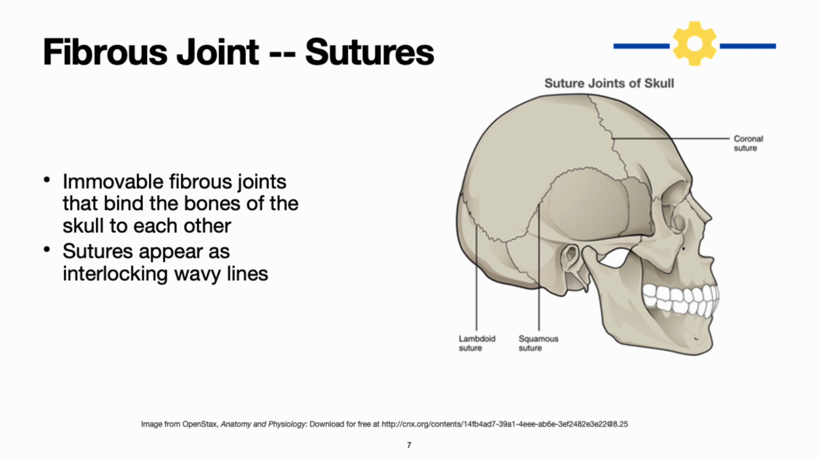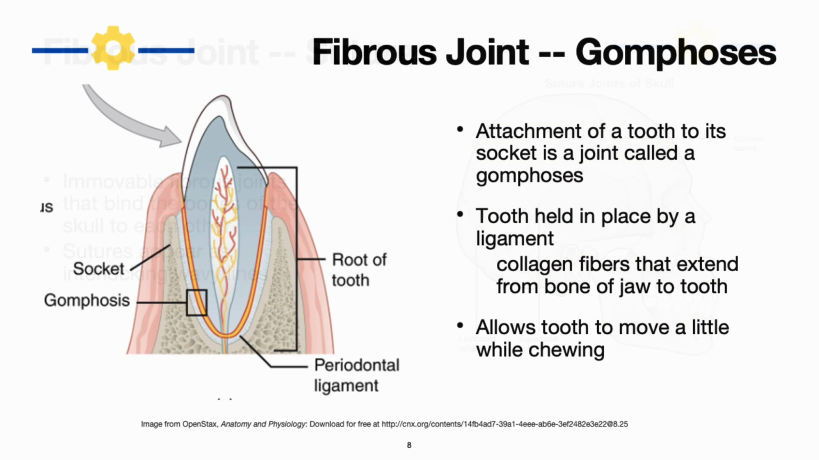Very little movement between the bones of the skull. A gomphosis is a fibrous joint. The only place we find this is the union between a tooth and either the maxilla or the mandible, the upper jaw or the lower jaw.